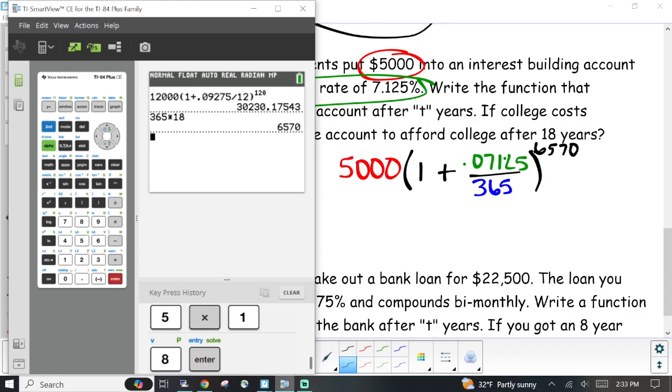Boom. So here we go. 5 grand times 1 plus my interest rate divided by 365. Throw that up to the power of 6,570. What's my number? 6,570 was the exponent.